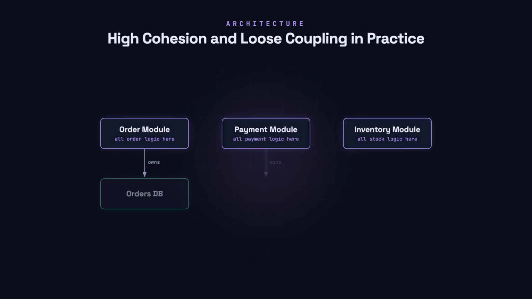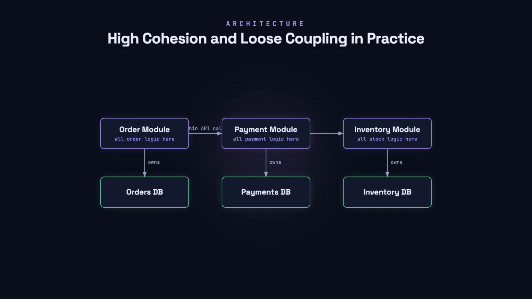Here is what the target looks like structurally. Each module owns all the logic and data relevant to its single responsibility, that is high cohesion. The arrows between modules are narrow and well-defined API calls, not direct database reads or shared internal state, that is loose coupling. When the order module needs to confirm payment, it calls a clean interface on the payment module and nothing more. The internals of each module are its own business.